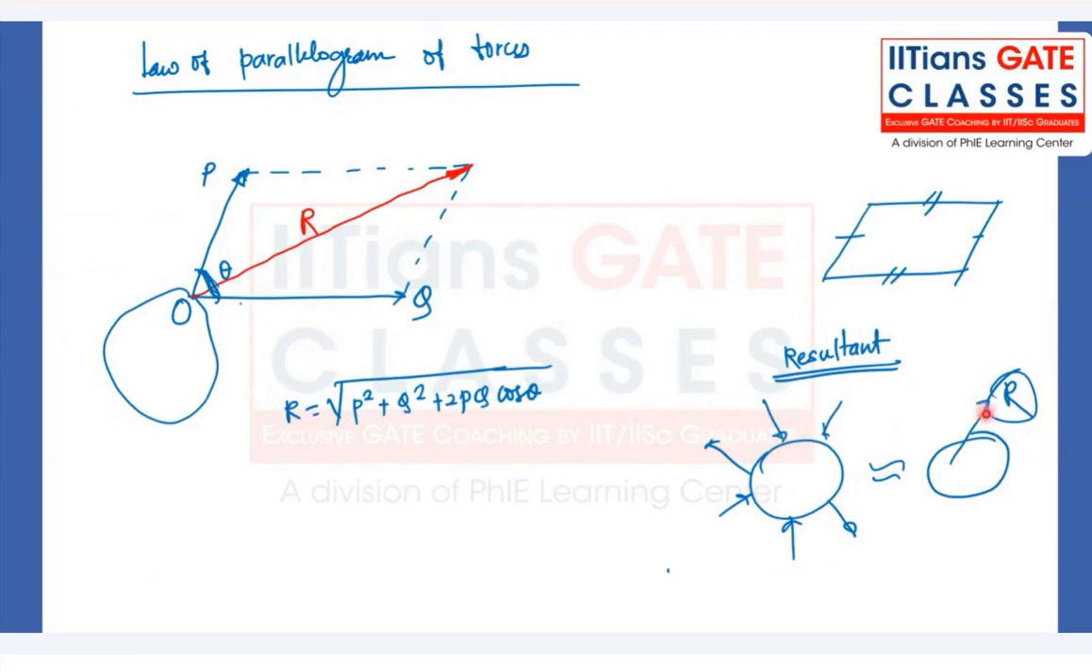Okay, so here we have two forces, P and Q, and then this is R. P is trying to pull this in this direction, Q is also trying to pull this in this direction. So if you replace P and Q with a single R, you'll see the same effect. I hope it is clear.